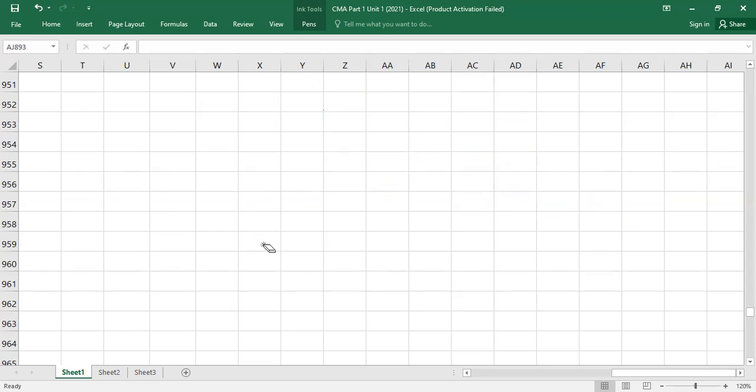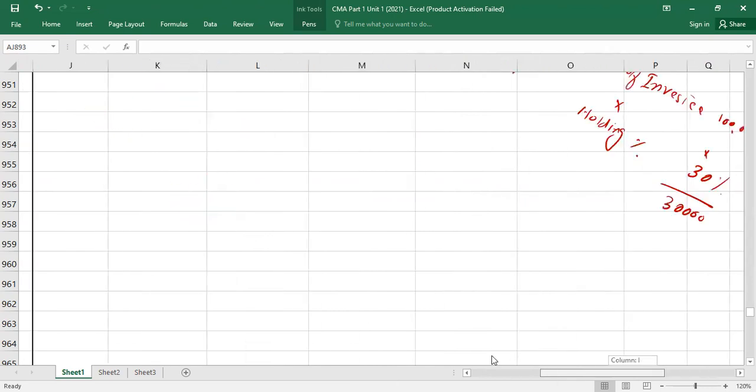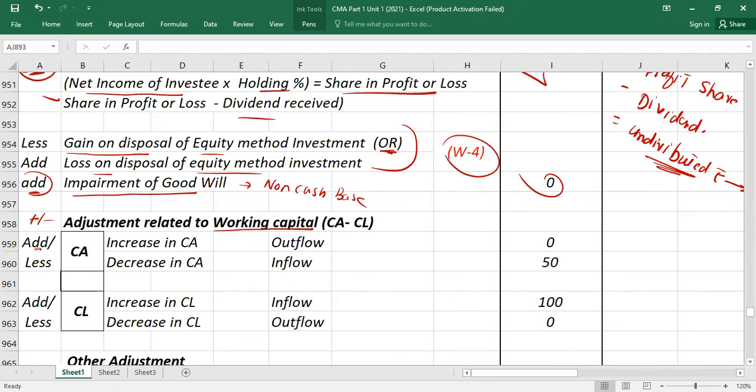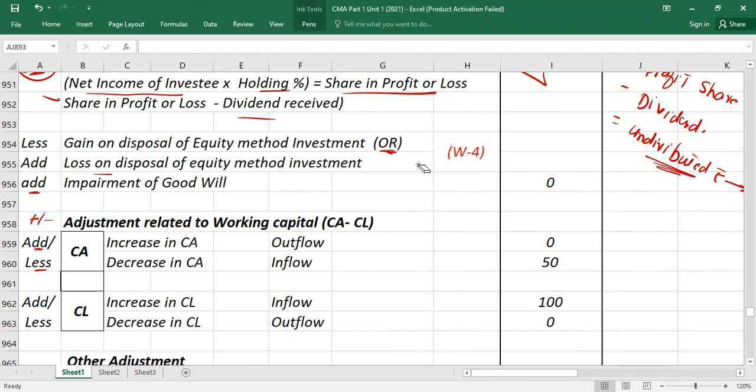Please remember, guys, there are two adjustments you can see here. It's written as add or less. You have to add or you have to deduct what? Changes in current assets. Increase in current assets will always be treated as outflow, and decrease in current assets will always be treated as inflow.